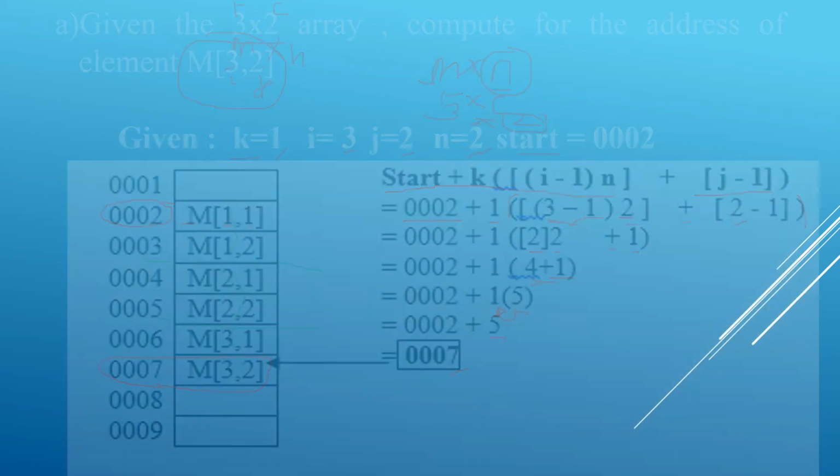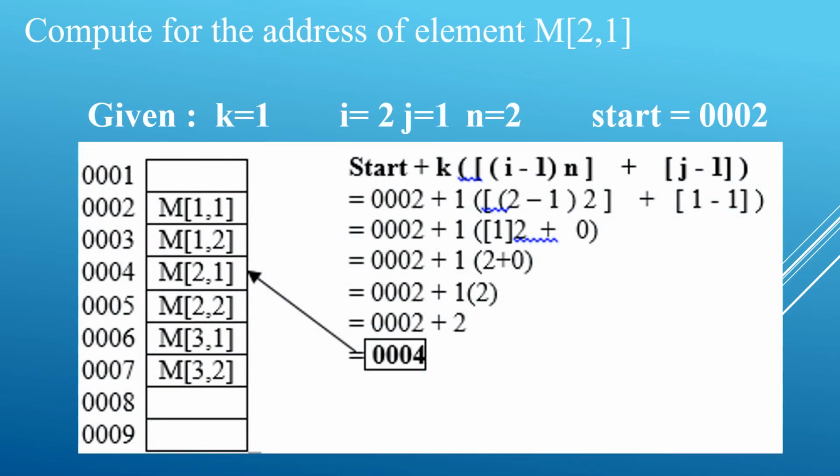Let's have another example. Let us say we want to compute for the starting address of the element at row 2, column 1. So, our i is 2 and our j is 1. Remember that the first index refers to i and the second index refers to j. So, still the size of each element is 1, kaya k is equal to 1. And then i is our desired position, so row 2, and j is 1, column 1. And then n is the size of the array. Remember, the size of the array is 3 rows by 2 columns, so n is 2.